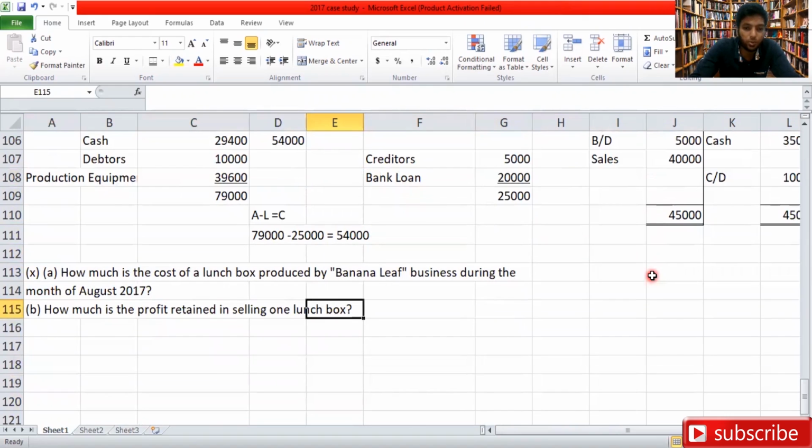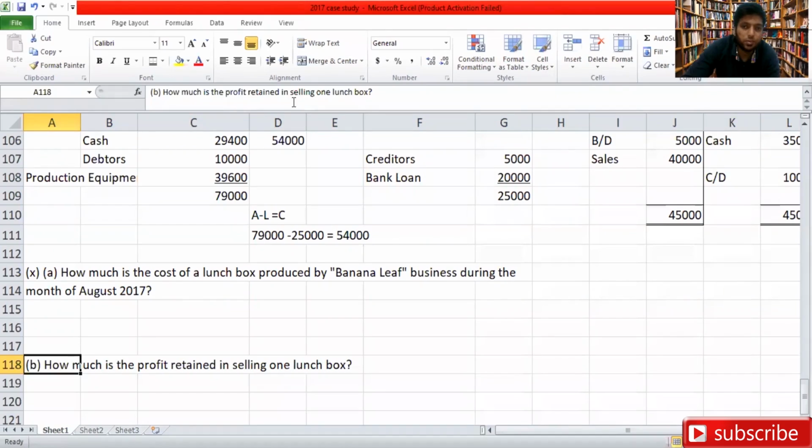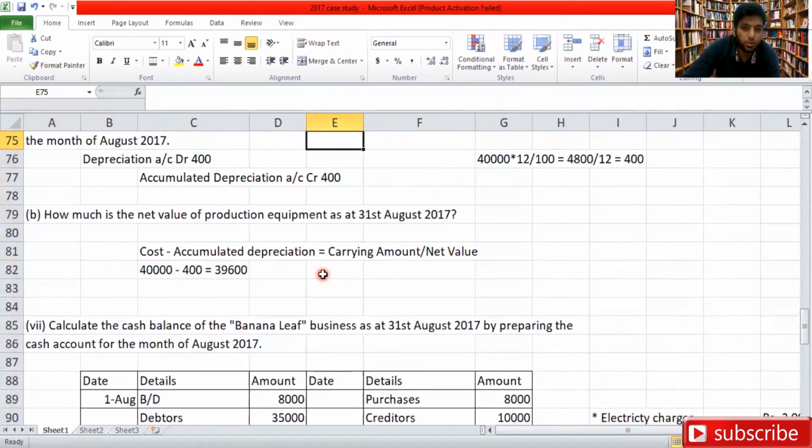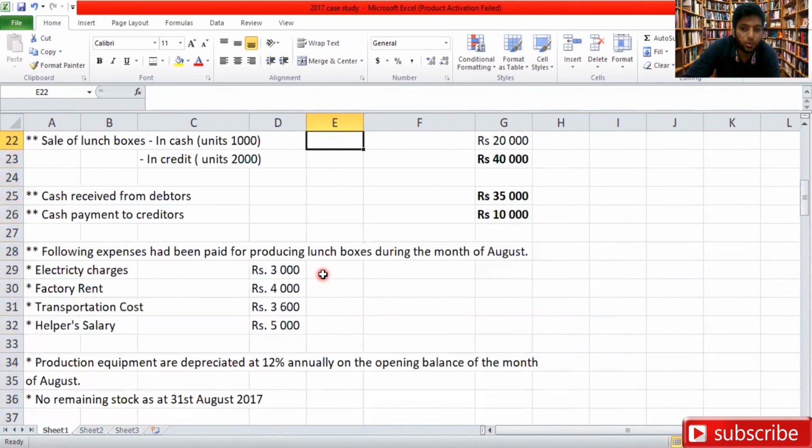Then we have another question, a good question. How much is the cost of a lunchbox produced by the Banana Leaf business during the month of August 2017? Now we need to identify the lunchbox cost. It's not that easy, guys. Let's move on to that. So let's move to the above information and see what details they have given relevant to the lunchbox.